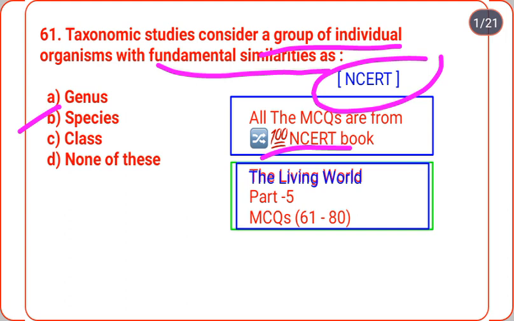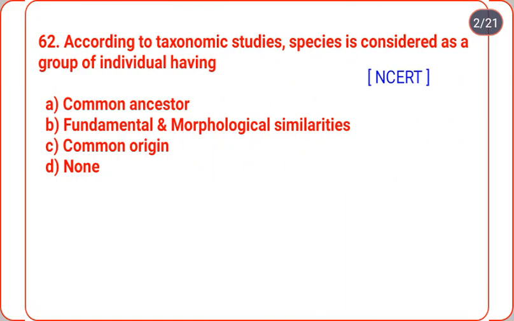Okay, next, question number 62. According to the taxonomic studies, a species is considered as a group of individual having, I repeat, according to taxonomic studies, a species is considered as group of individual having option A, common ancestor, option B, fundamental and morphological similarities, option C, common origin, option D, none. Yes, it is also from the NCERT book. All the MCQs are from the NCERT book, no doubt.